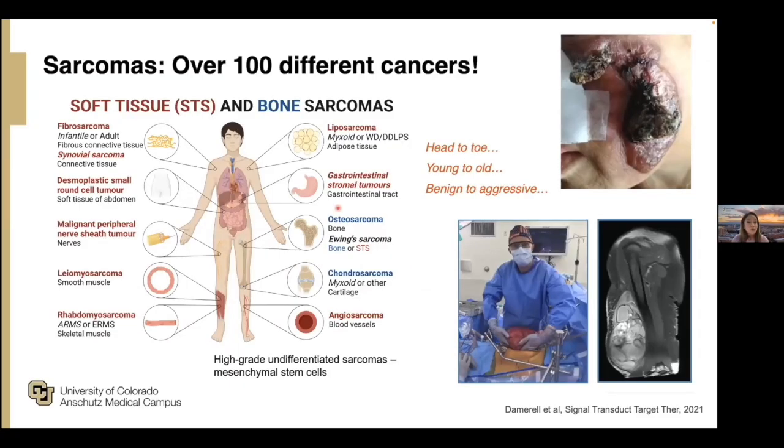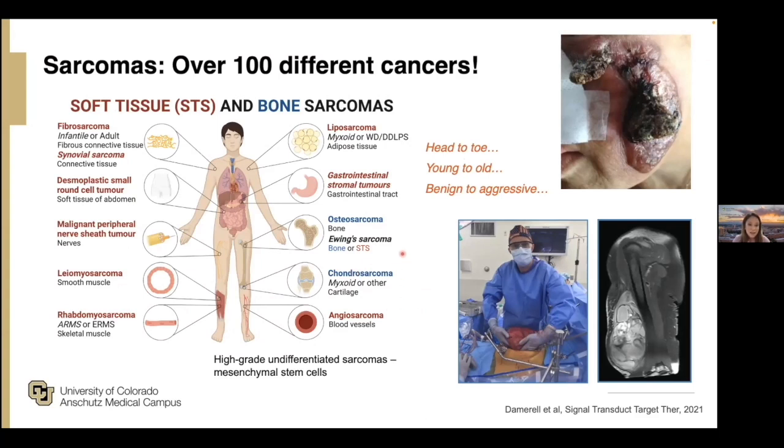So for those of you who don't know, what are sarcomas? Well, sarcomas are actually a group of over 100 different cancers. They're neoplasms that arise from tissues of the mesenchyme, and these include organs like bones, as well as connective tissues like fibroblasts found in tendons, fat, smooth muscle, and so on. And so collectively, this family of neoplasms makes up only 1% of adult cancers and about 15% of pediatric cancers.